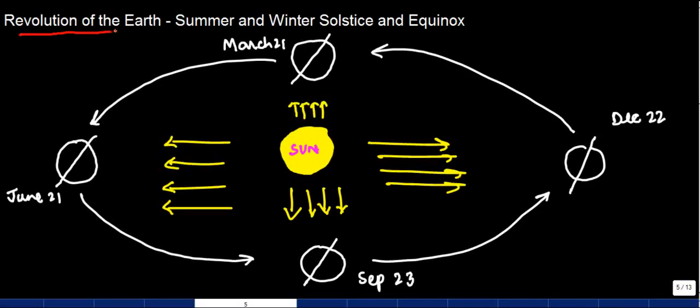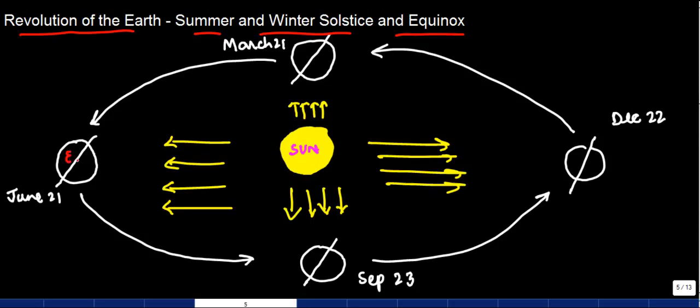Revolution of the earth, summer and winter solstice, and equinox. Now I told you in the video where I explain what are the types of motions of earth, that revolution of earth is what? It is the movement of the earth.